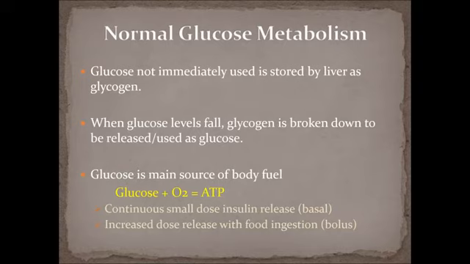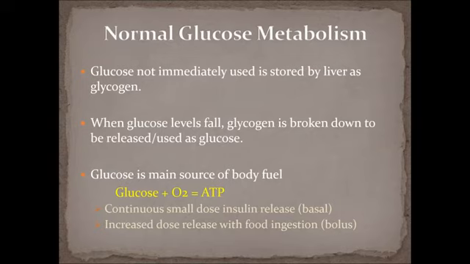If you learn nothing else, understand that glucose is the main source of your body fuel. The only energy that your body cells can use is ATP. The easiest way to make ATP is with glucose and oxygen, so you need both. Again, in order for the glucose to get inside the cells, you need insulin. You need insulin to help it along the way.